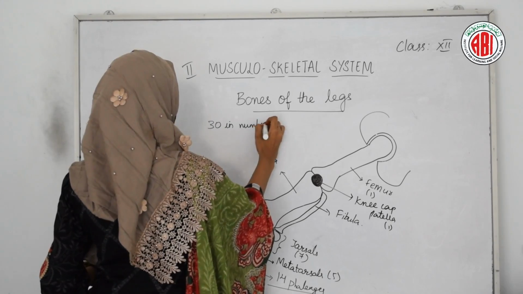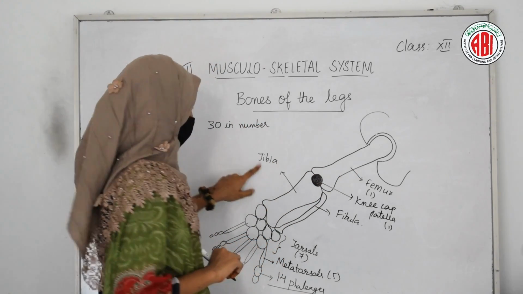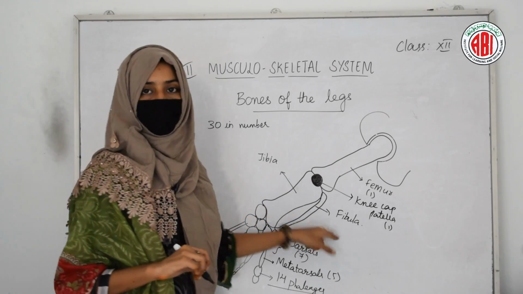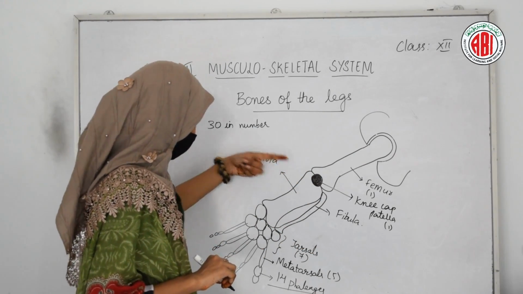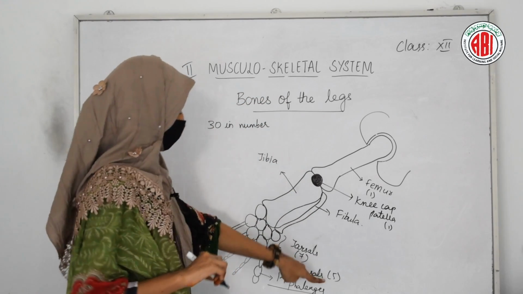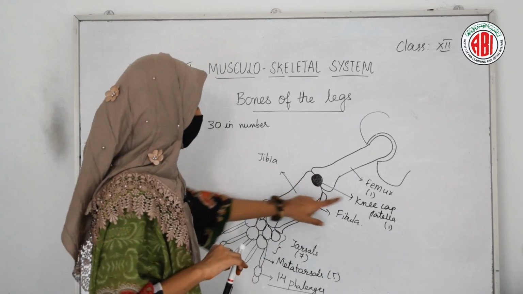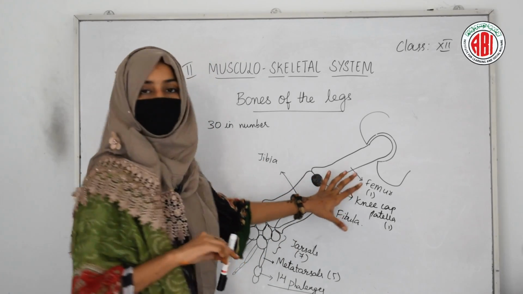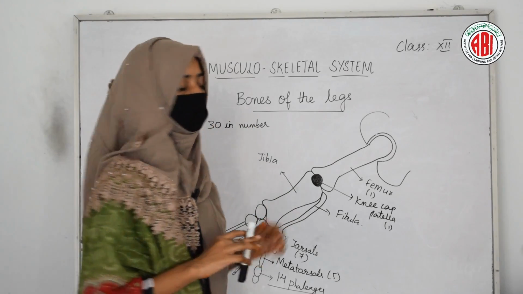So let us count all the bones. 1 femur, 1 tibia and 1 fibula, 3. 7 plus 3, 10, 10 plus 5, 15, 15 plus 14, 29, and one kneecap is also present. So in total 30 bones are found in our leg.